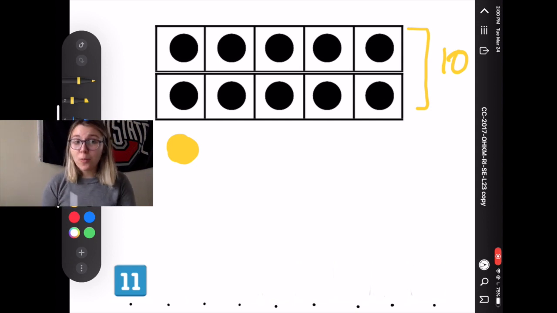Alright, so let's keep going. I want to go all the way up until we can't count any more teen numbers. Remember, our teen numbers stop at 19.